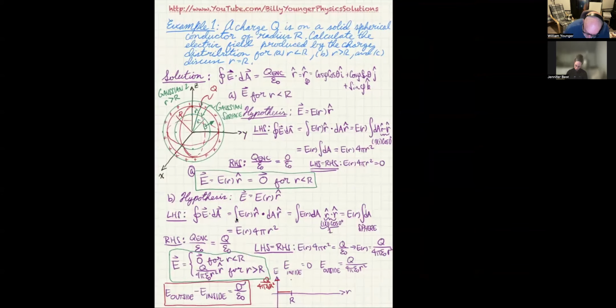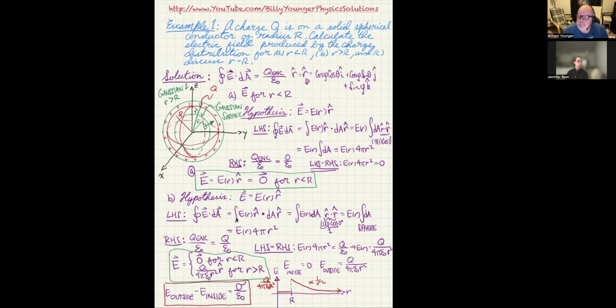And then you see that the electric field falls off like 1 over R squared. So that's what the electric field everywhere in space looks like for a solid conducting sphere of radius big R and charge big Q. Any questions on that one?